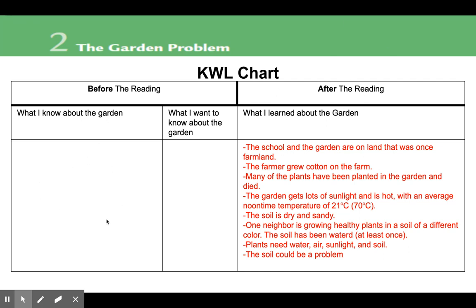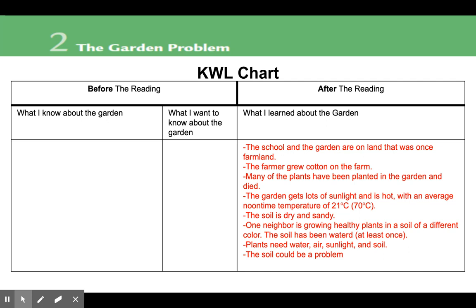All right, what I want to know about the garden. Now, this is stuff you had to come up with on your own, but just to give you some ideas, some good questions I think are good. Why did the plants die? Did they get enough water? Does the garden get enough sunlight? Is the soil good? Where exactly is the school garden? What can be planted in the garden, flowers or vegetables? What kind of plants were planted there already? And did the farming history affect the garden?